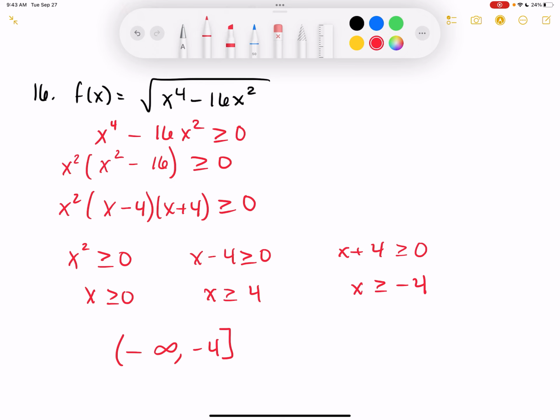Is there always a parentheses around the infinity? Because infinity, we don't know what infinity is. Since it's not an exact number, it's got to be parentheses. Pretty looking. Little squiggly in there. Union.